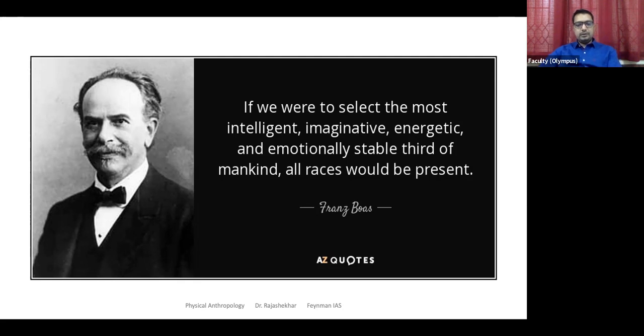But how did he come to this conclusion? So he did anthropometric analysis on people to prove or to disprove that race is not valid.